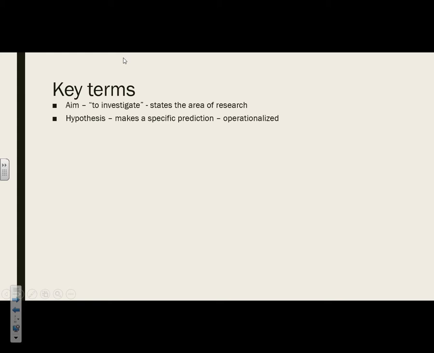The aim states the area of the research and gives you a broad idea. The hypothesis makes a specific prediction that is operationalised regarding the area of research. So the aim would say something like to investigate the effects of hydration on problem solving, and the hypothesis would be very specific. For example, people who are well hydrated, i.e. have drunk 8 cups of water that day, will be able to solve a puzzle 15 times more quickly than a group that have only drunk 1 cup of water or no water. So there you have made a prediction and you've operationalised it, even if it's directional or non-directional, whereas an aim just tells you the broad ideas.